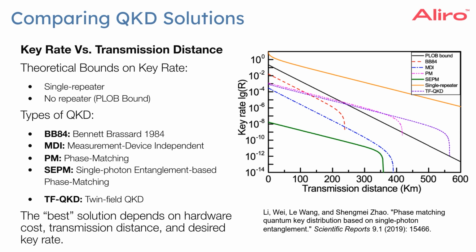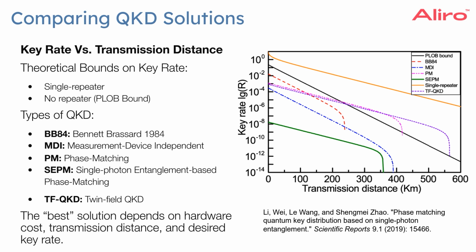And you can see with all of these different protocols, they have different scalings with the transmission distance. Some protocols have higher key rates at higher distances, others do not. However, what the best solution is for your use case might not always be what has the highest key rate at the longest distance. It might be dependent upon the hardware cost, as well as the transmission distance and the key rates needed.